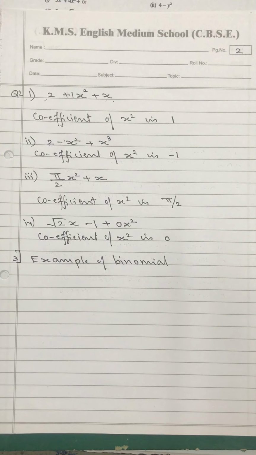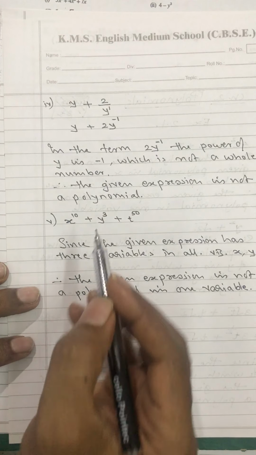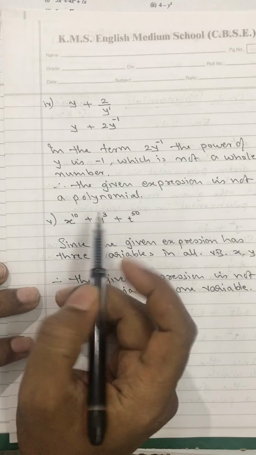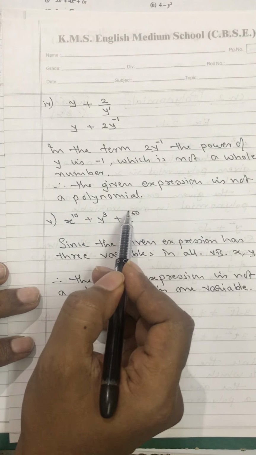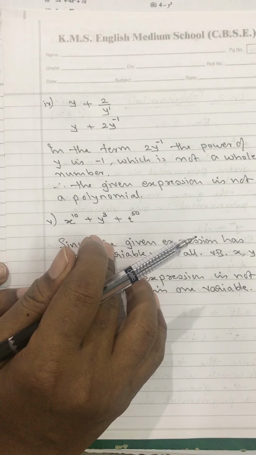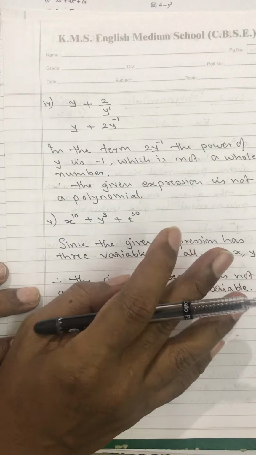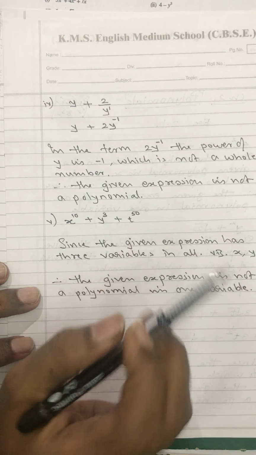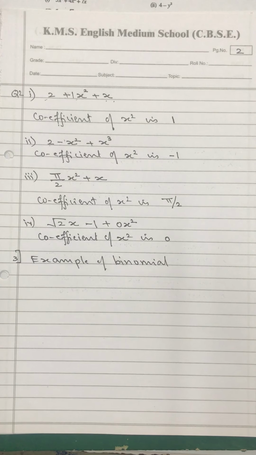See, this is not a polynomial in one variable. But supposing it would have been a polynomial in one variable, say x raised to the power of 10, x raised to the power of 3 and x raised to the power of 50, then 50 would have been the degree. If all of this would have been x, or all of this would have been y, then 50 would have been the degree of the polynomial. Degree is basically the highest power of the polynomial.